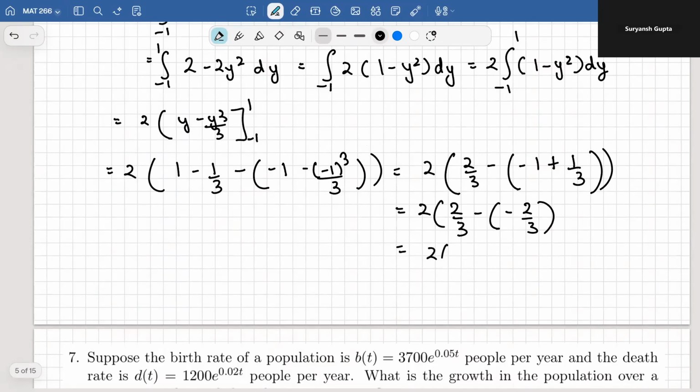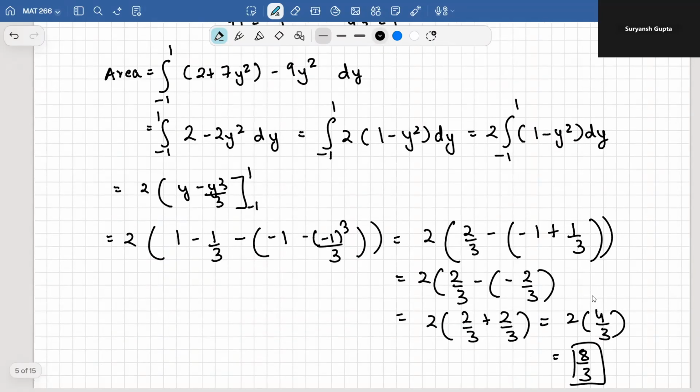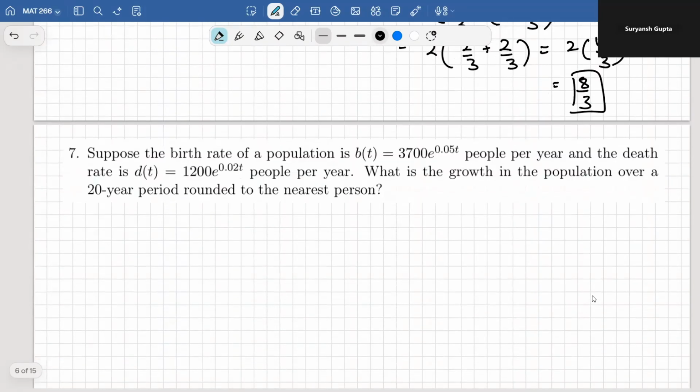Then I have 2 times 2 by 3 plus 2 by 3, which is equal to 2 times 4 by 3, and I get 8 over 3. And that's my final answer, and that's the area bounded by the regions given to us. So now I can move on to the next question.